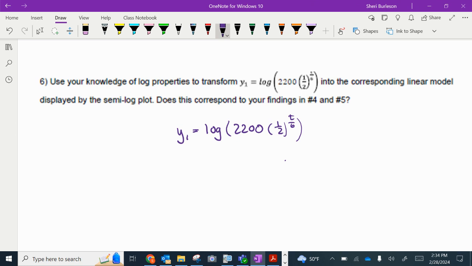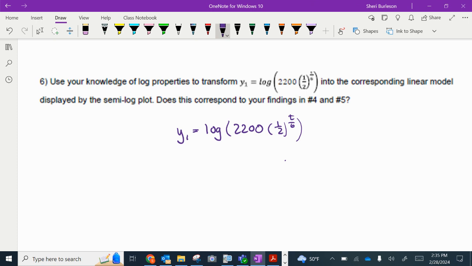All right, so the directions said use your knowledge of log properties to transform this equation into the corresponding linear model. We did not do that. We just took the slope and the y-intercept that we found in the upper problems, and we didn't actually use log properties because I didn't read all of the directions when I was going through it in class. Sometimes I just teach and I miss it. So we're going to go through this.